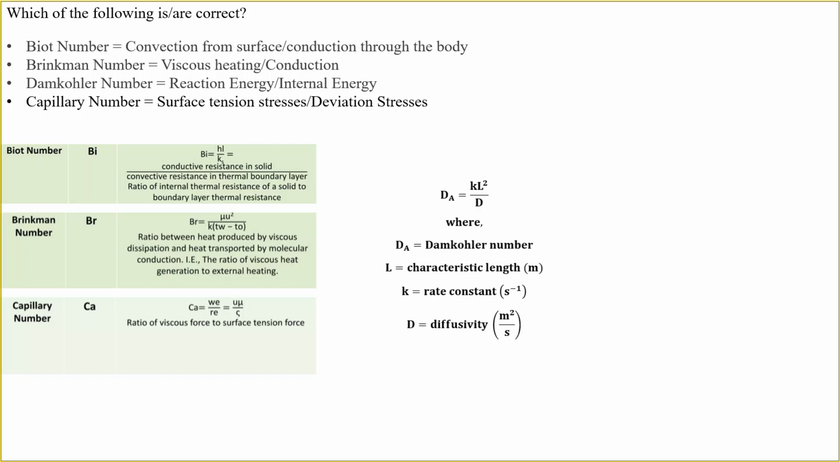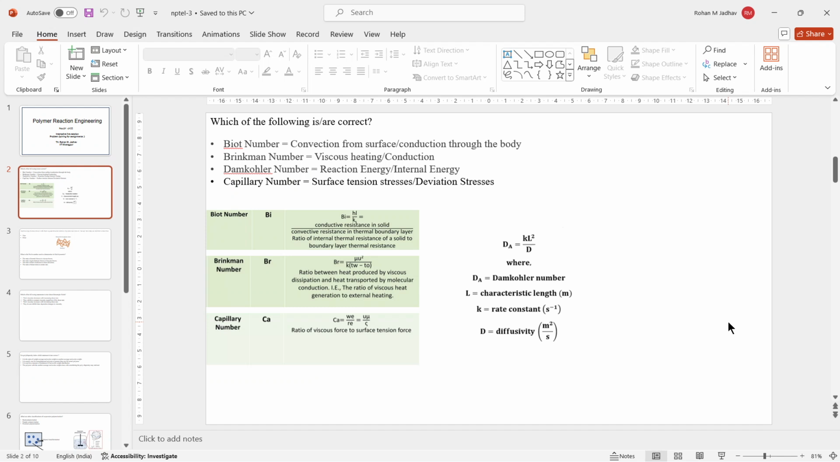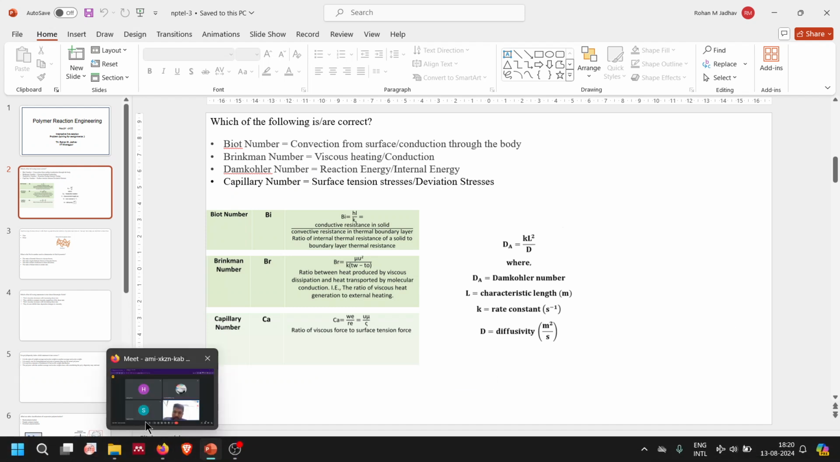So what's happening in that case is the ratio which has been given right here, KL square by D. The K part specifies the reaction rate, which can be synonymous to the reaction energy which has been given in the option right there, divided by the internal energy, which is synonymous to diffusivity. Why? Because diffusion is happening because of the chemical potential, or you can say that the diffusion in itself is happening because of the concentration difference, and that can be synonymous to the internal energy of the system or the particular particles.